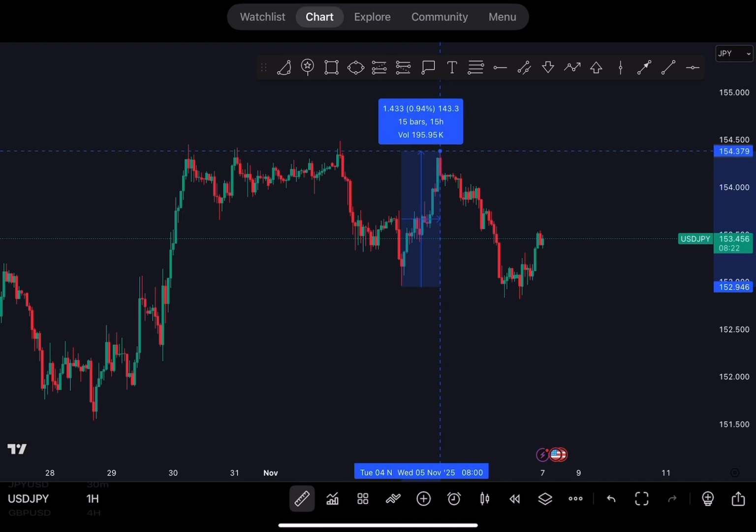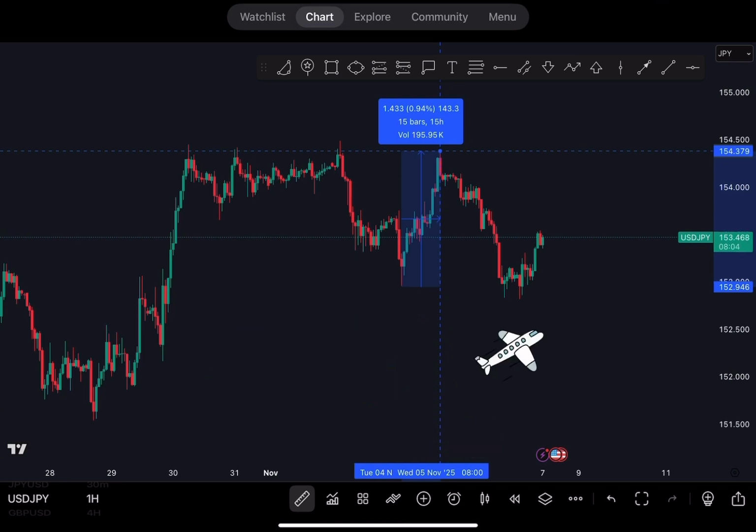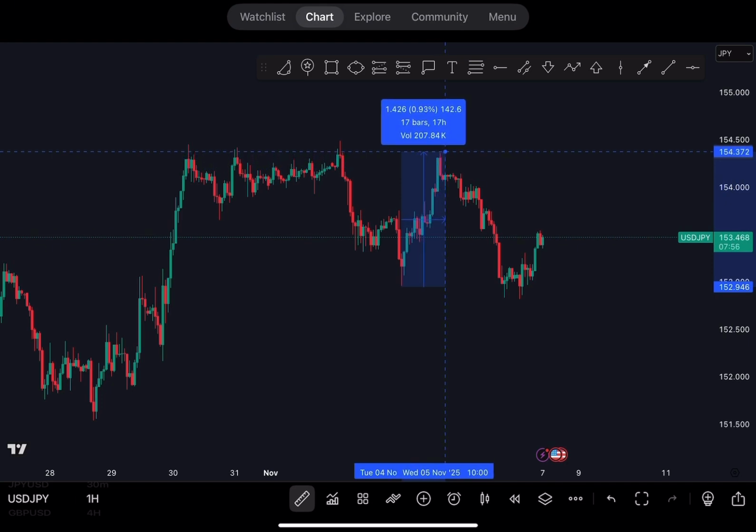Now, what is a pip? A pip is a movement, a single movement in the market. It's a price movement. Just the way that you and I walk, in order to get somewhere, we walk, we bike, we run, we drive, we fly, whatever you'd like, any form of transportation. The market moves by pips. So one movement is one pip.